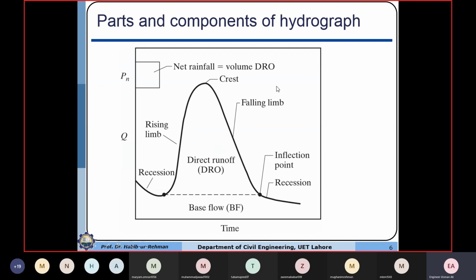Now remember, this recession starts normally when the rainfall is stopped. जैसे ही रेनफॉल ख़त्म होती है तो उसके कुछ देर बाद रिसेशन शुरू हो जाती है, ये फ्लो जो है कम होना शुरू हो जाता है.